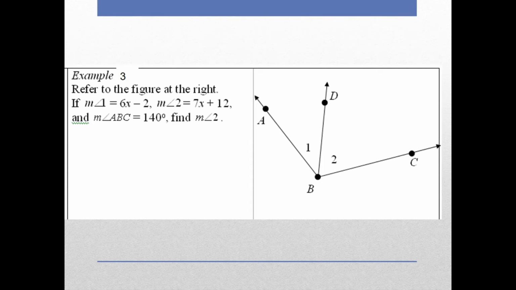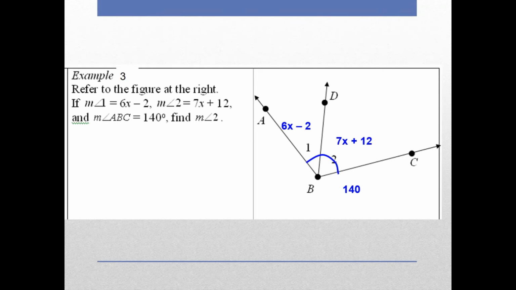Okay, so here's how we're going to be using the properties of angles. These problems will work a lot like segments using the angle addition property. You'll have some information given about the problem. So here I see angle 1 is 6x minus 2, angle 2 is 7x plus 12. It also tells us that angle ABC, the larger angle, is 140 degrees.